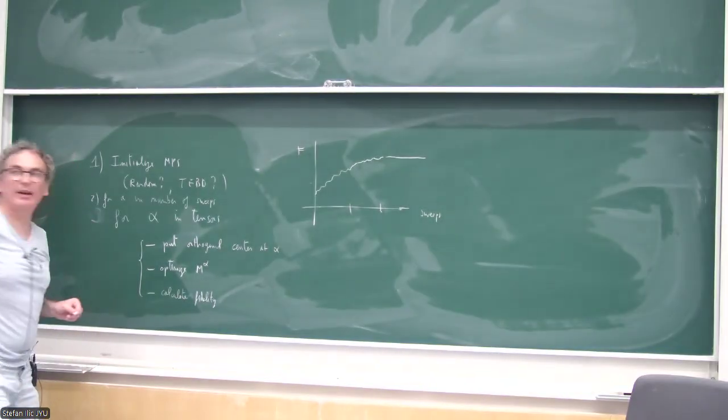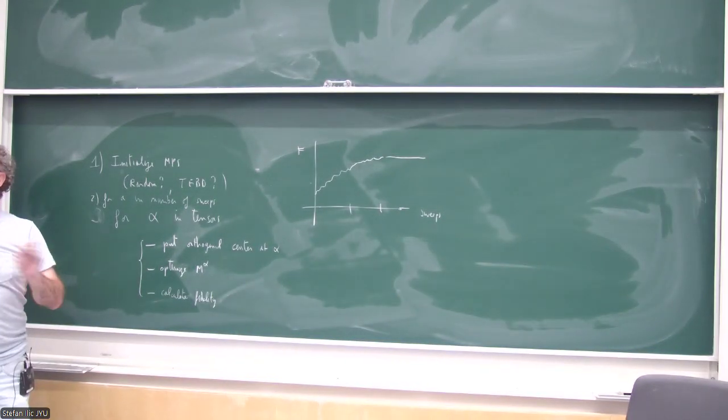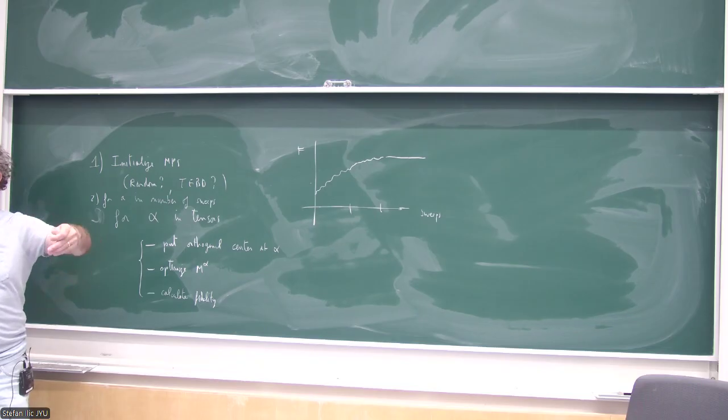So to summarize the DMRG, you first initialize your MPS. So far, we have two options. The first option is that we do a TEBD, so we already have a good starting point.